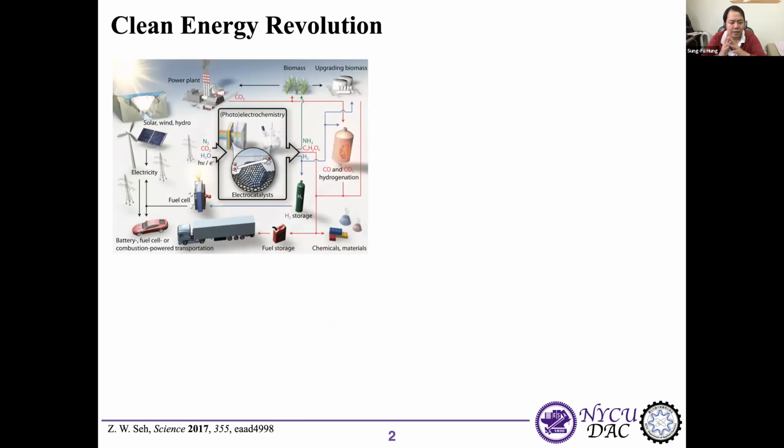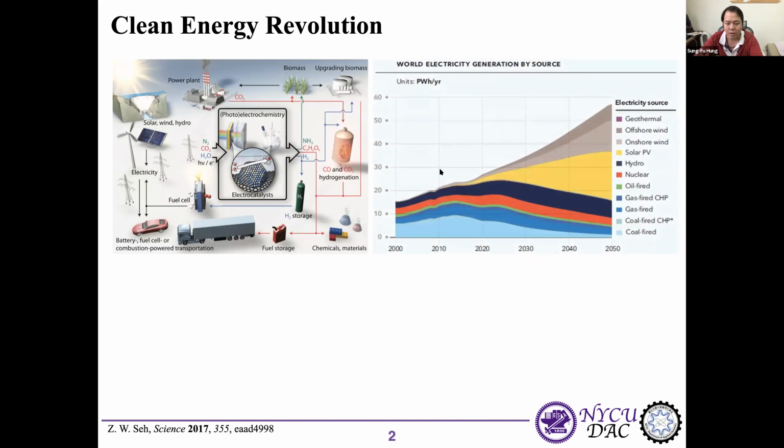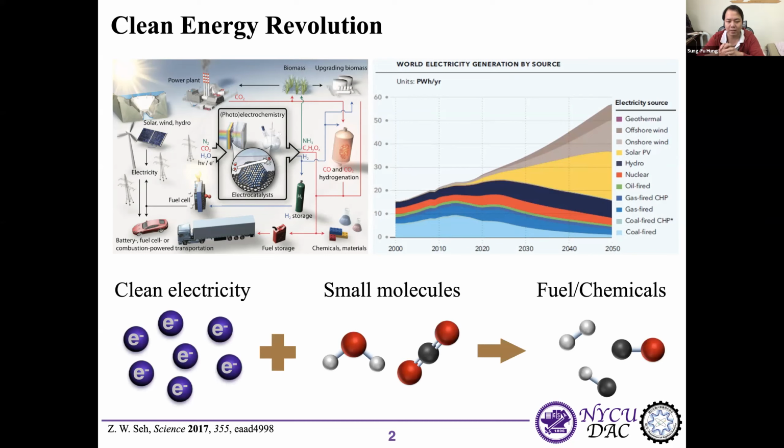Nowadays we are in the revolution of clean energy. We can use solar energy, wind energy, or hydropower to provide the required electricity to make fuels or economic chemicals. Now we are in 2020. The solar and wind power are the minor part here, so we mainly use fossil fuel now. But in 2050, solar and wind power will provide the major electricity for our world. So we can use the clean electricity to react with carbon dioxide to generate chemical fuels or hydrocarbons.